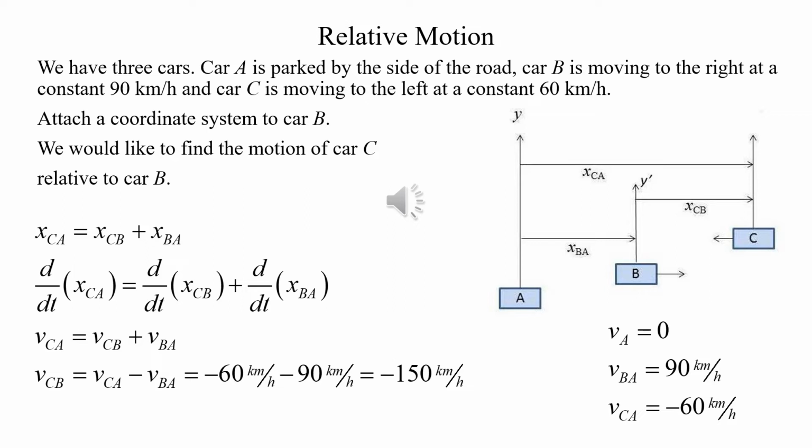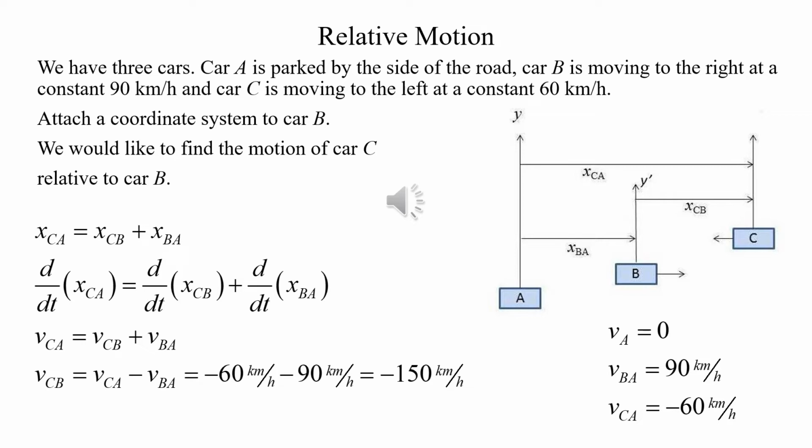All right, now to get the velocities, we take the derivative with respect to time. So d/dt of x_CA gives us the velocity of C relative to A, and d/dt of x_CB gives us the velocity of C relative to B, and d/dt of x_BA gives us the velocity of B relative to A.